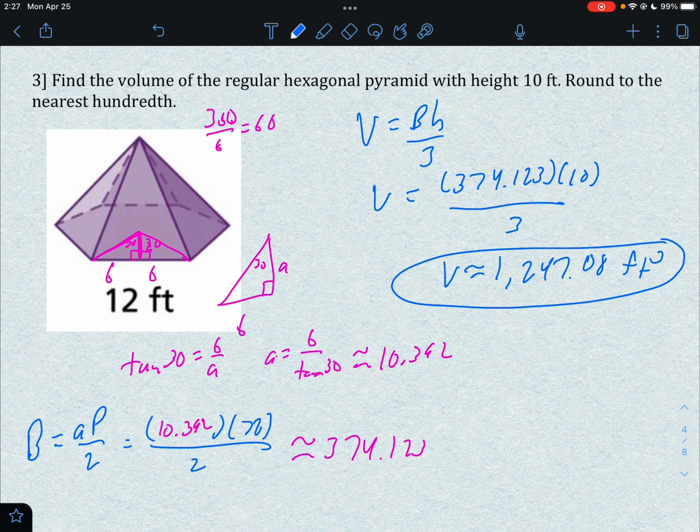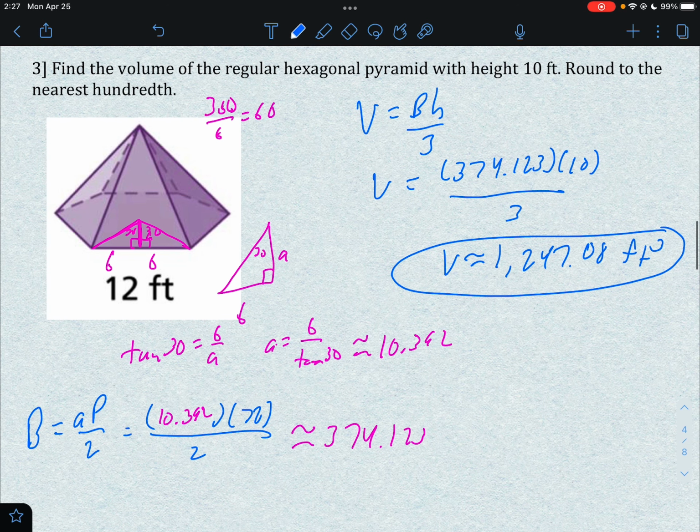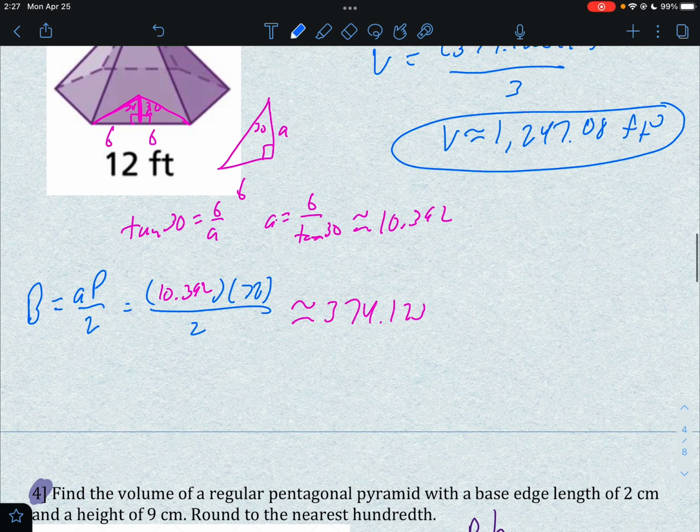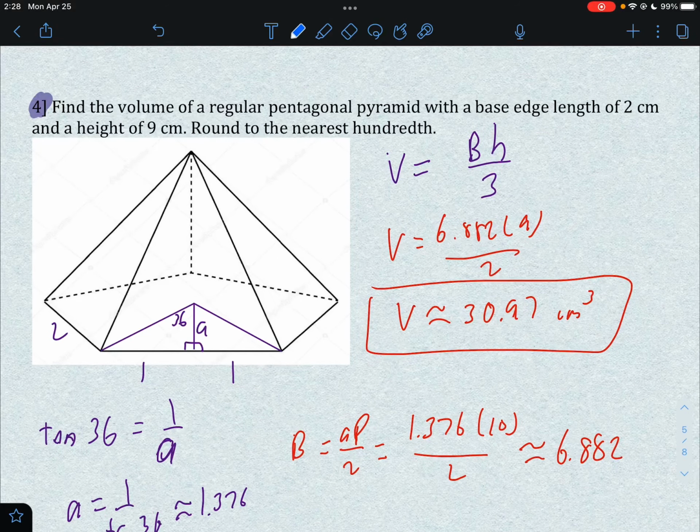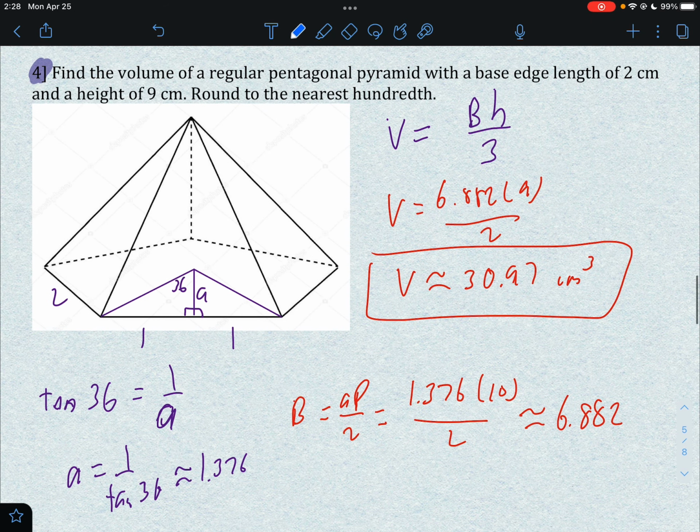Okay, the next problem is a pentagonal pyramid, done very similar to this one. So I would ask that you pause this video at this point and try number 4 on your own. When you're done, unpause the video and check your work. Okay, here's the work and answer for number 4.